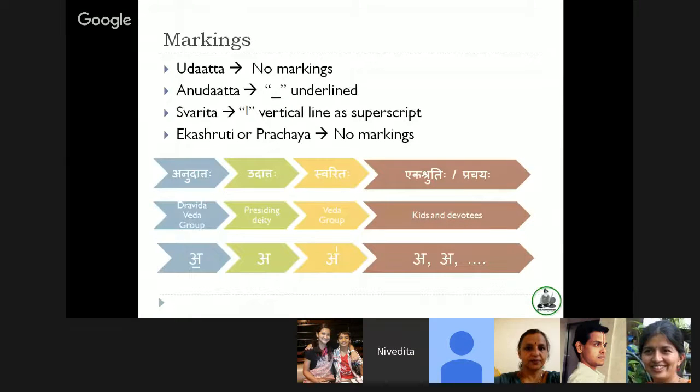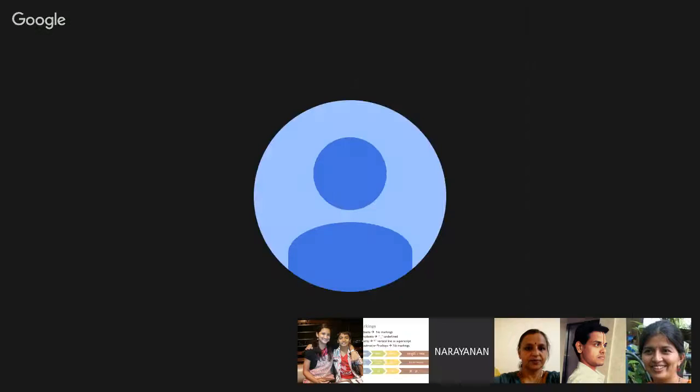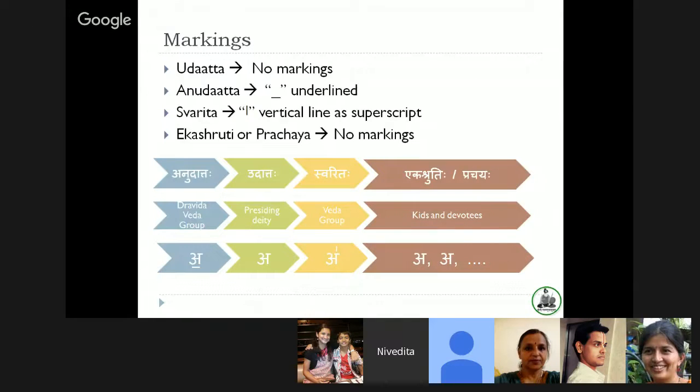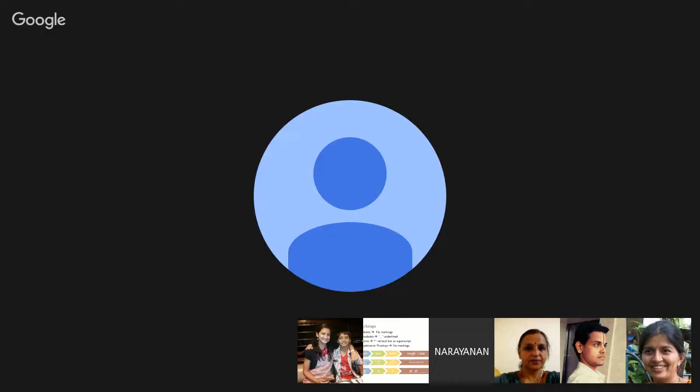The question is, how will you identify whether it is an Eka Shruti or an Udaatta? How will you determine? Eka Shruti or Udaatta? Eka Shruti will not have. Okay. If it should follow the Udaatta, that first I know. Eka Shruti and Prachaya.